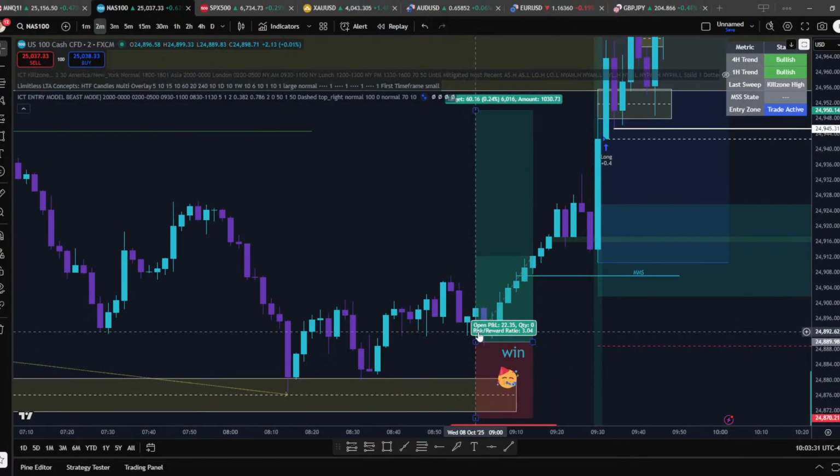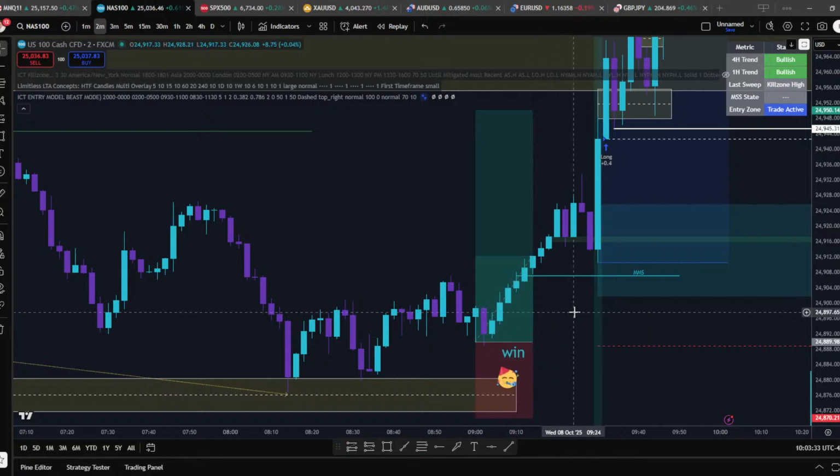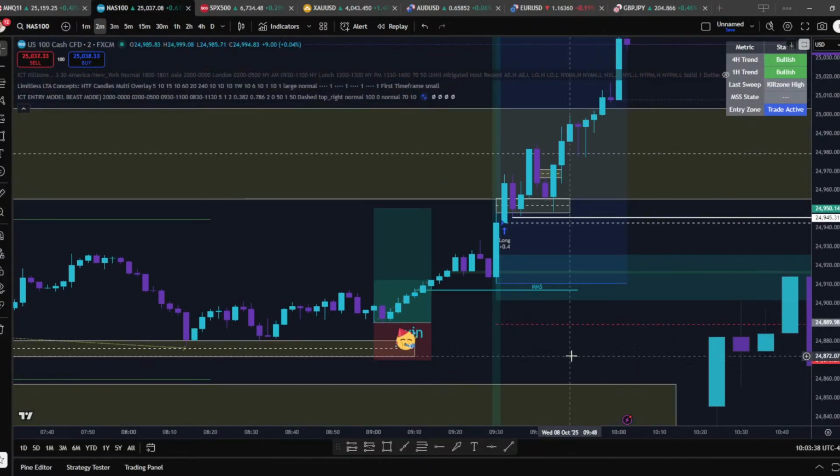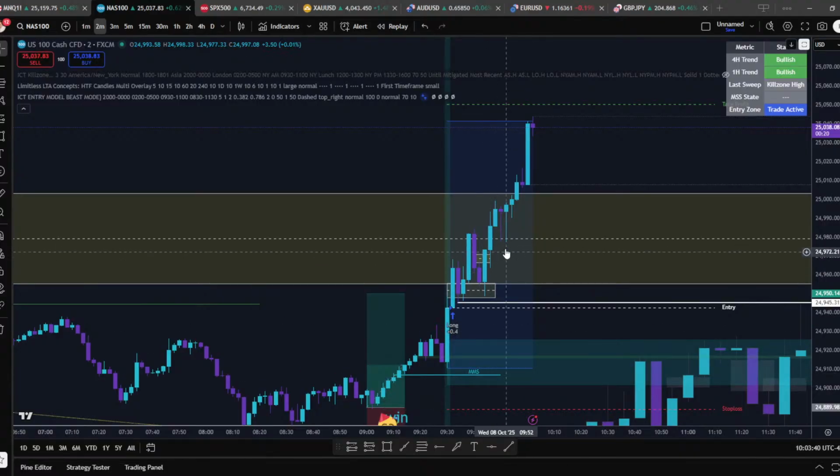So we spoke about entering this trade. If you did, well done. You got a good win. This was the trade of the day, right? The second trade of the day was this one. NASDAQ for a continuation trade, right? So that was the second one.